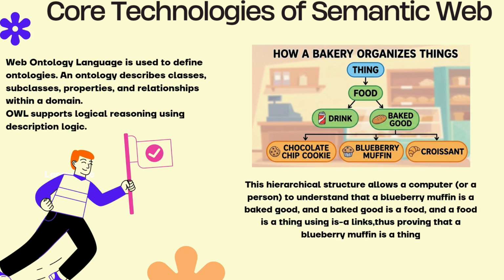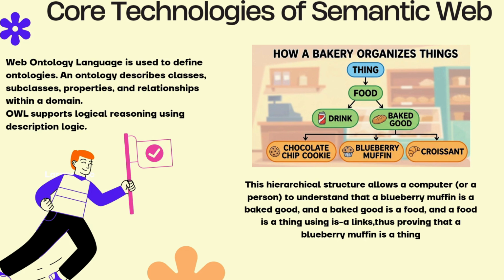So look at the hierarchy on the slide. At the very top we have thing. Under that is food. Food branches into drink and baked good. And under baked good we have chocolate chip cookie, blueberry muffin, and croissant.